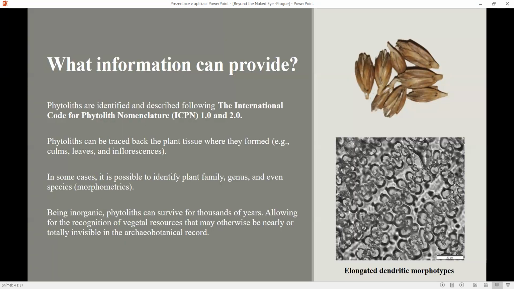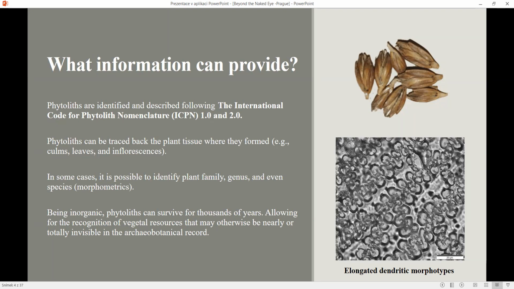So what information can they provide? Well, first, the classification and identification of phytoliths is standardized. For this, we use the International Code of Phytolith Nomenclature, the 2 versions, 1.0 and 2.0. Once we are able to identify the phytoliths correctly, they can be useful to trace them to the plant tissue where they form, for example, leaves or inflorescence parts. And in some cases, it might be possible to identify plants to the family, genus, or even species in the case of using morphometric analysis.